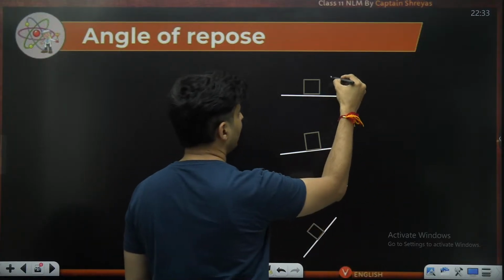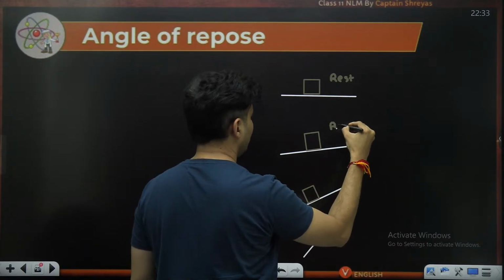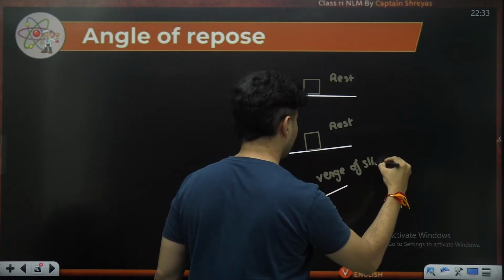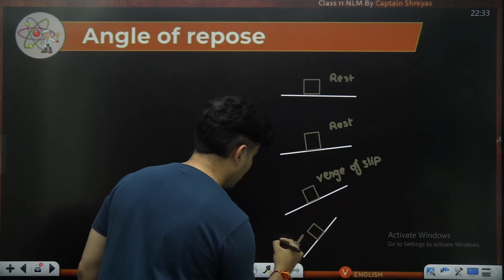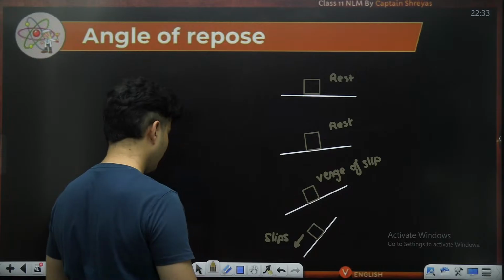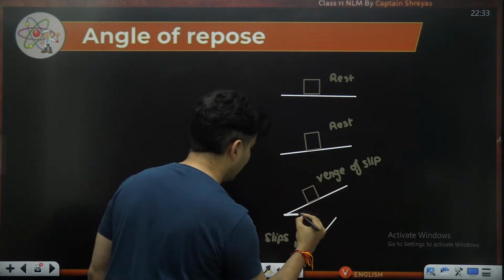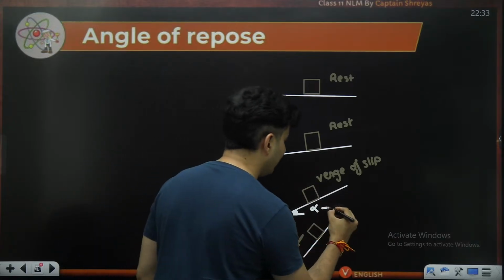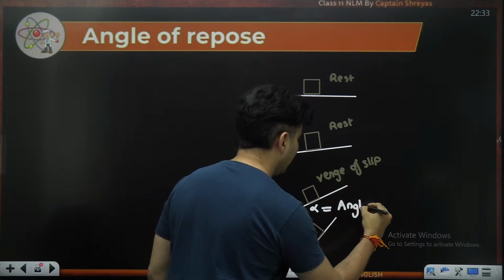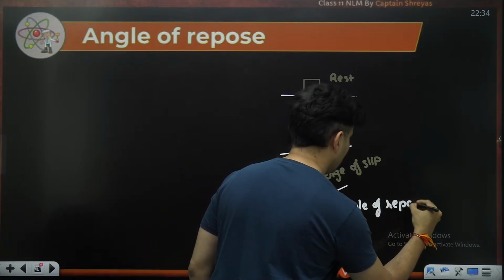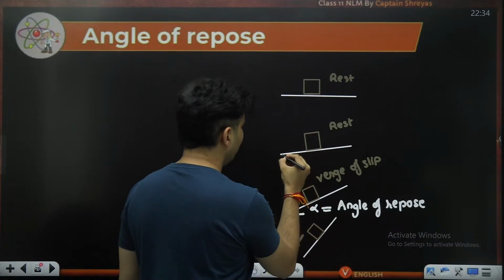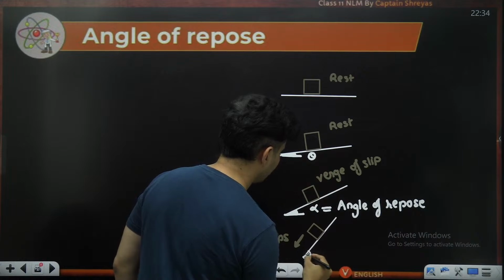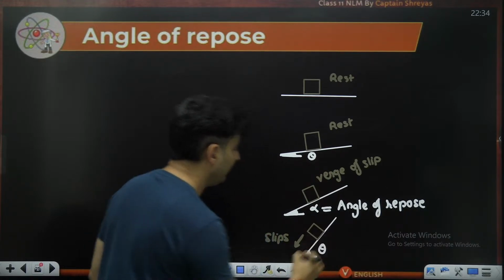Imagine this block right now is at rest, still at rest. Now it is on the verge of slipping, and then it actually slips or skids. That particular angle alpha at which it is on the verge of slipping is called the angle of repose. Before that, whatever angle there was, it could be less, it could be more, that's okay. That critical angle is called alpha, which is the angle of repose.